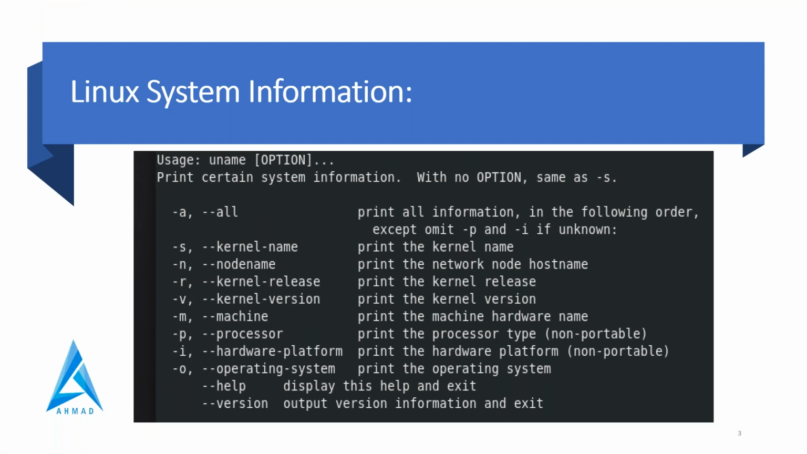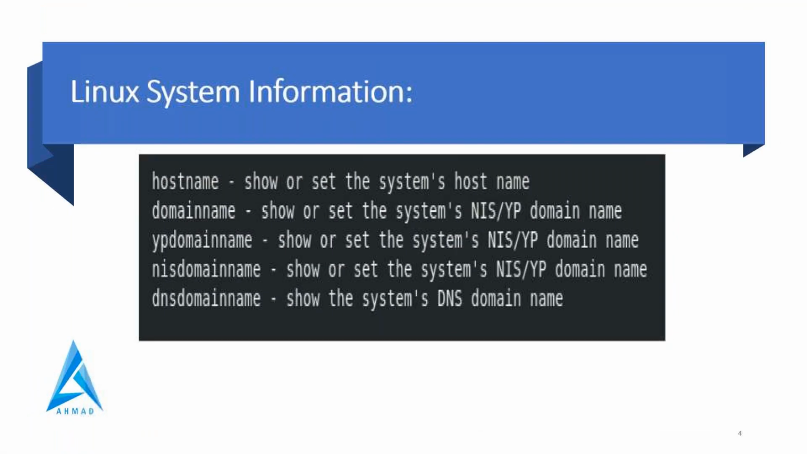Now next is hostname. We have many commands like hostname, which shows the system host name. If I say domainname, it will show the system domain name. If I say ypdomainname, it will show the NIS YP domain name. And when I say nisdomainname, it will show the NIS YP domain name. And if I say dnsdomainname, it will show the system's DNS domain name. So mostly we use hostname actually.